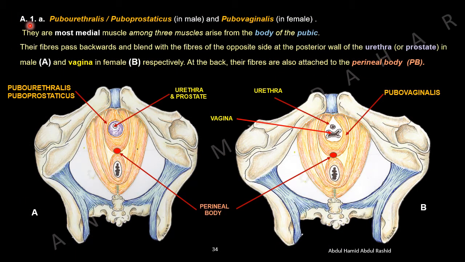Pubourethralis or puboprostaticus in male and pubovaginalis in female. This is the pelvis of the male and this is of the female. You can see here, this is the urethra and this is the prostate. In this case, this is the urethra and this is the vagina. This is the symphysis pubis. This is the pubic part. And this is the perineal body here.